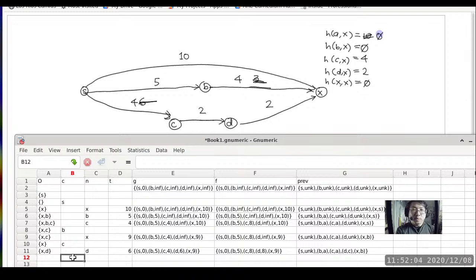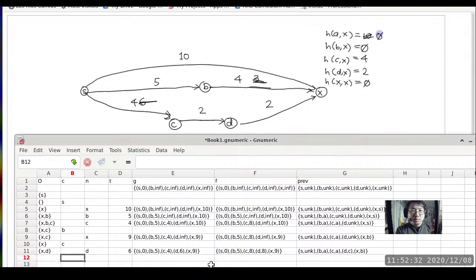Then we get back to the while loop. Once again, in the while loop, we ask the question: is there a path that looks promising here? So we look at g of x. G of x is still 9, which is here. And then we look at f of d, which is only 8. 8 is less than 9, so there's something looking promising in the set O. So we get into the while loop.